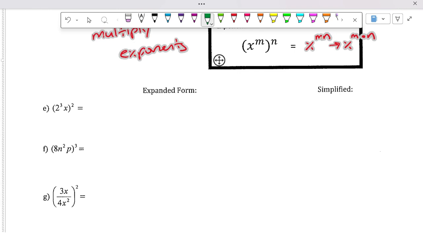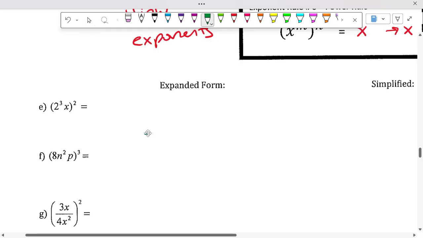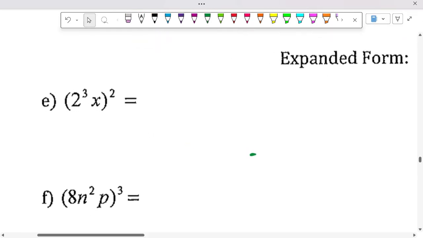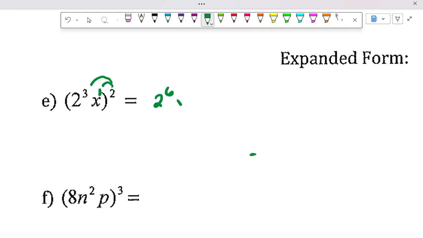All right. So for this one, we're going to put a 1 on the x so we don't forget that it exists. I'm going to multiply the 2 to both of those. So what would I get? 2 to the 6 and x squared. 2 times 3 is 6. 1 times 2 is 2. This is not new. We did this yesterday.